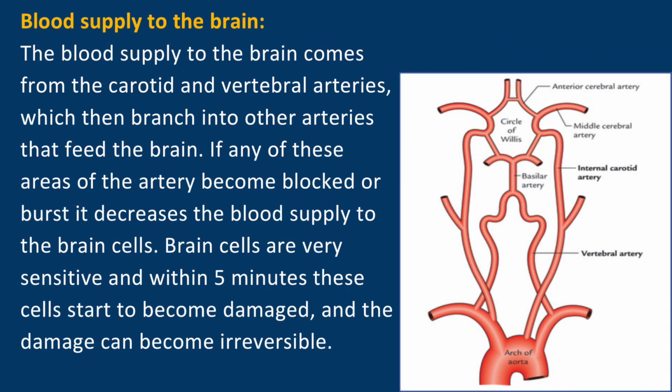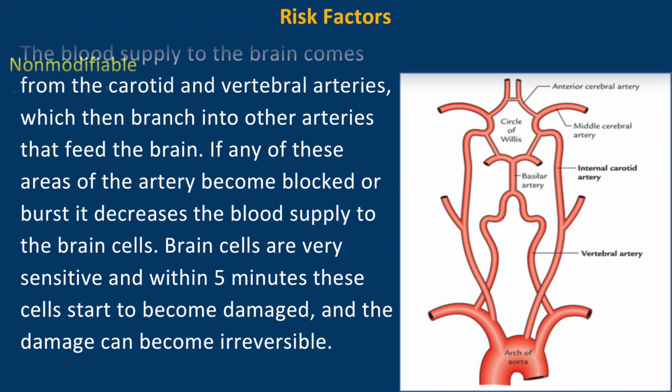The blood supply to the brain comes from the carotid and vertebral arteries, which then branch into other arteries that feed the brain. If any of these arteries become blocked or burst, it decreases the blood supply to the brain cells. Brain cells are very sensitive, and within 5 minutes, these cells start to become damaged, and the damage can become irreversible.